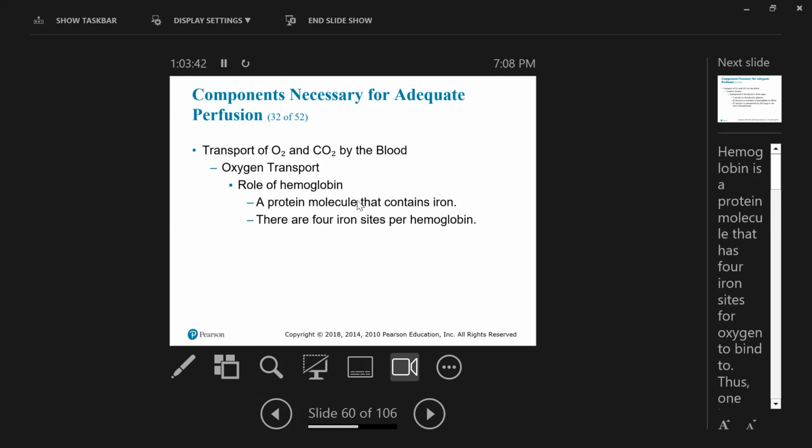The role of hemoglobin: it is a protein molecule that contains iron, and there are 4 iron sites per hemoglobin. Now, how many hemoglobin molecules do we have in a red blood cell?